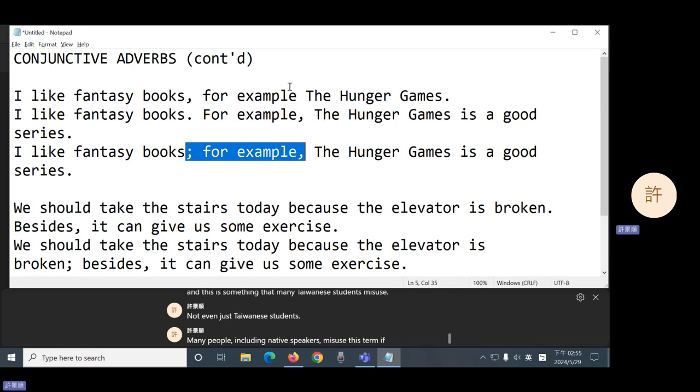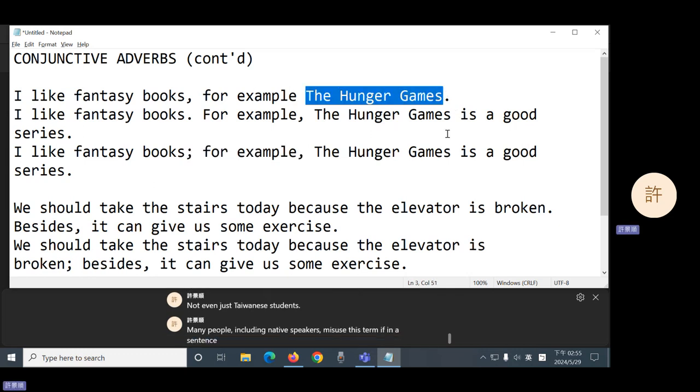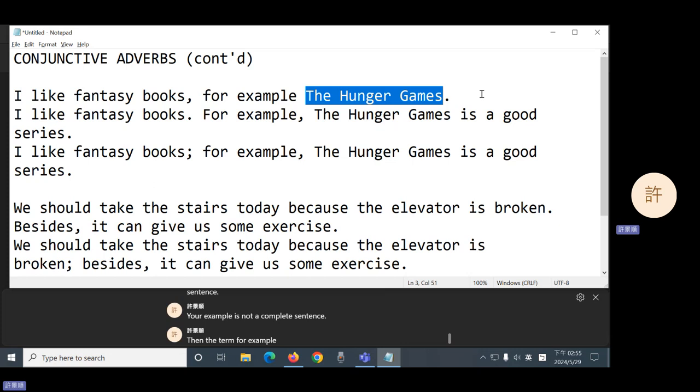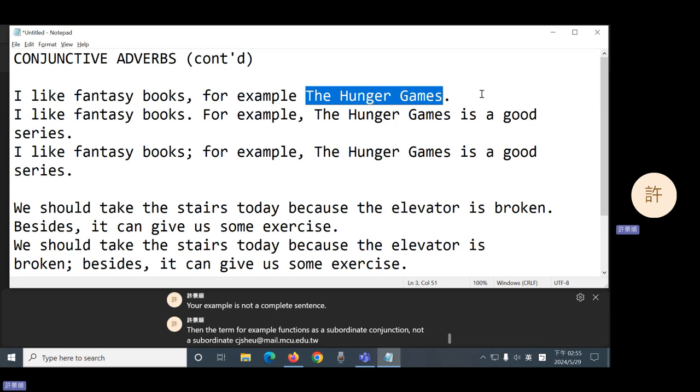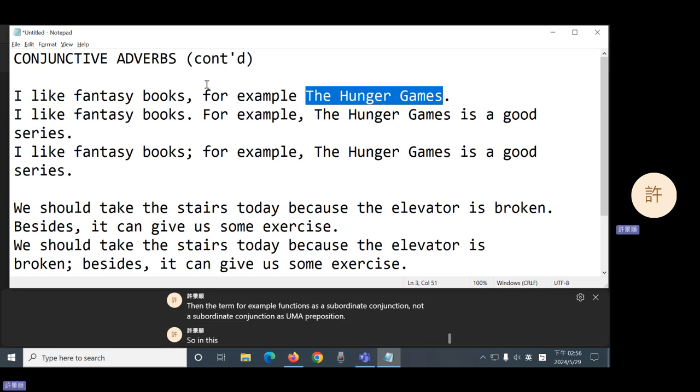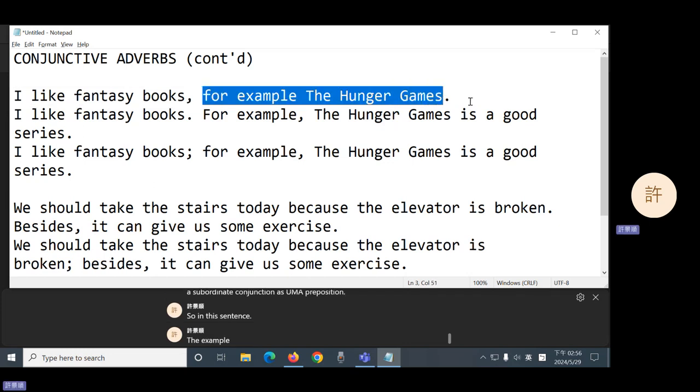If in a sentence your example is not a complete sentence, then the term "for example" functions not as a subordinate conjunction, but as a preposition. So in this sentence, the example is just a noun. So it's not up to the clause or sentence level.